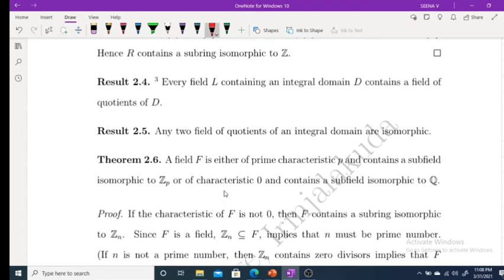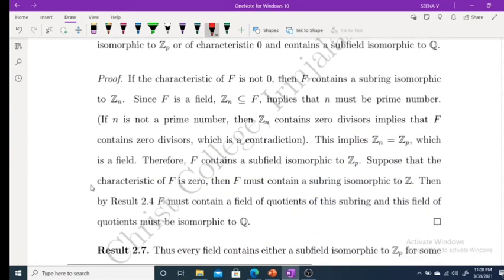Now, next result. Every field L containing an integral domain D contains the field of quotients of D. You have already discussed this in your final year degree. Any two fields of quotients of an integral domain are isomorphic.